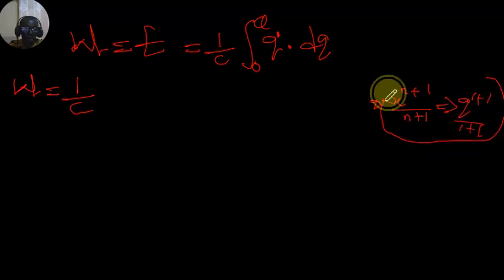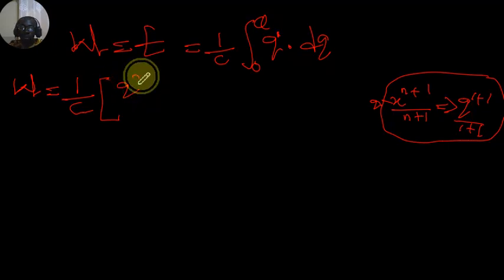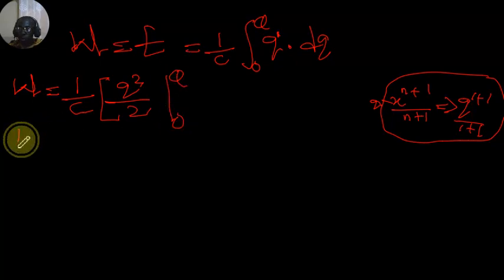Now when you are integrating, we remove the integral sign, so you have something like this. The integral of Q gives Q squared, which is Q to the power 1 plus 1 over 2, evaluated from the lower limit to the upper limit, which is Q. So at this point, the work done, or the energy stored, will be 1 over C, which is still outside, times Q squared over 2, which is what you have after the integral.